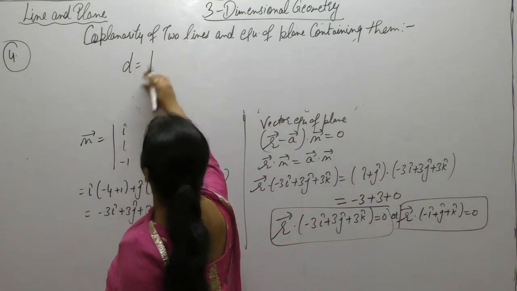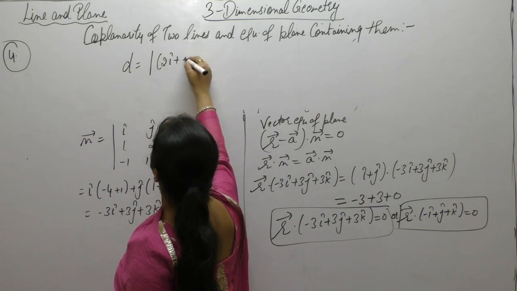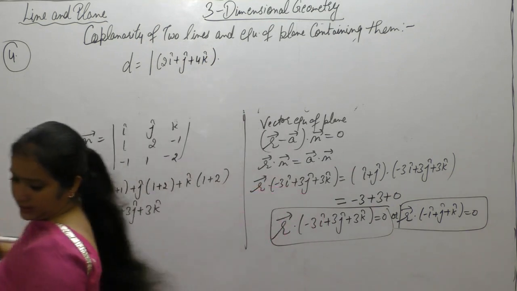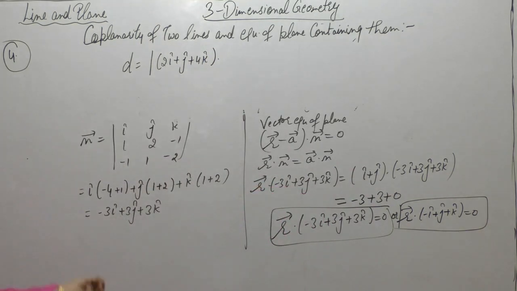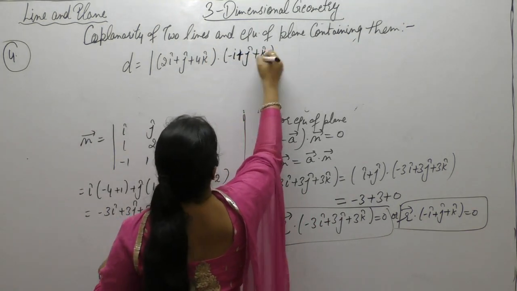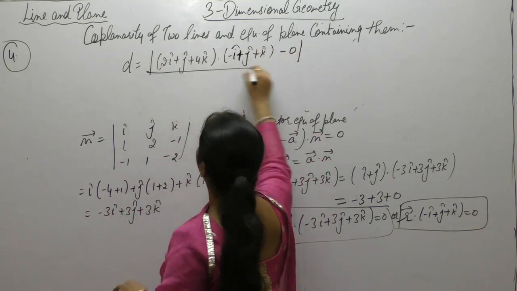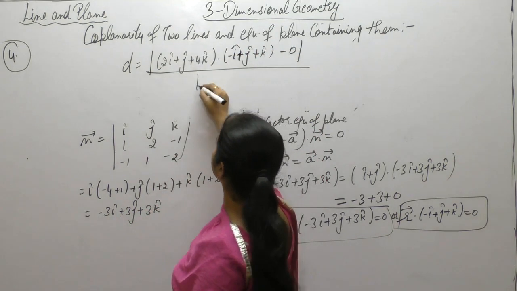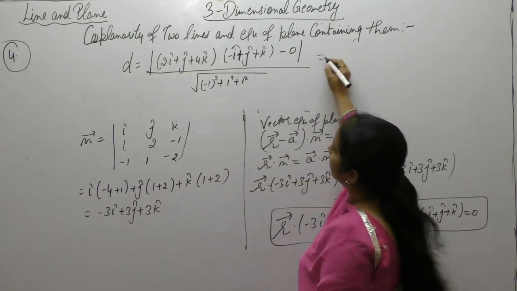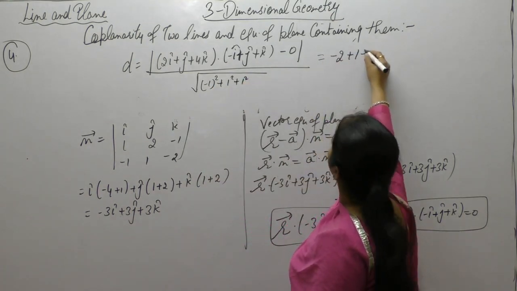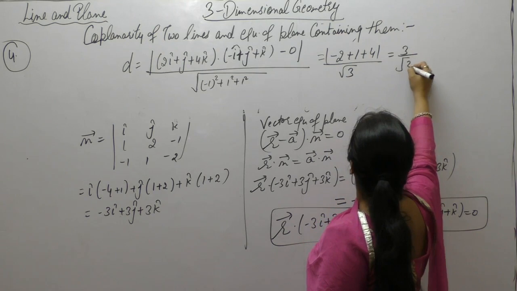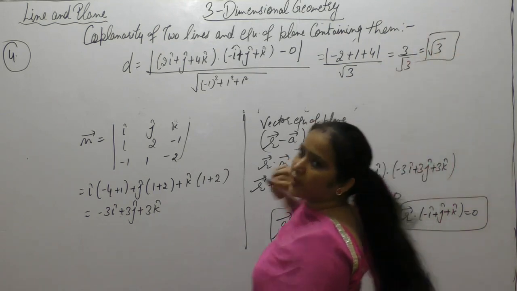Distance of the point 2, 1, 4, we can write it as 2, 1 and 4. This dot product with n, which is minus i plus j plus k. D here is 0. (a dot n minus d) upon magnitude of n, which is square root of 1 square and 1 square and 1 square. 2 into minus 1, 1 into 1, 4 into 1 upon square root of 3. So 3 upon square root of 3, that is square root of 3.